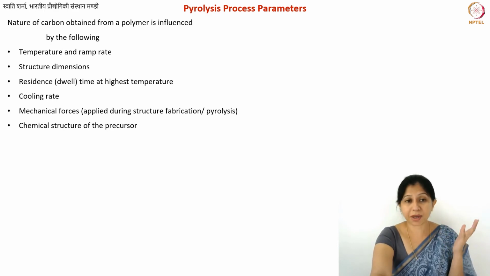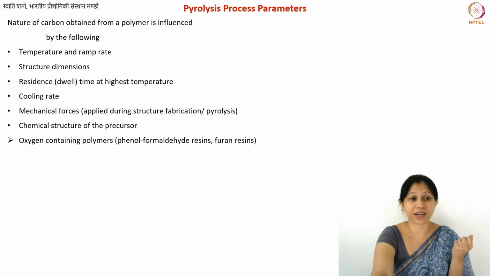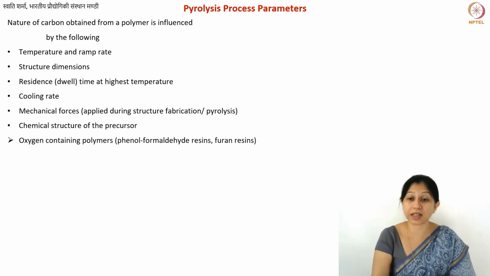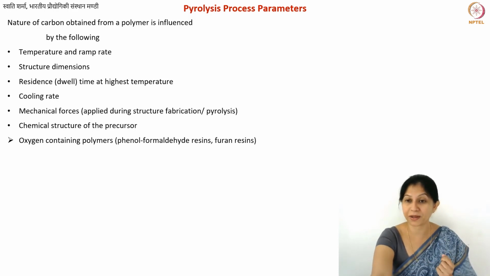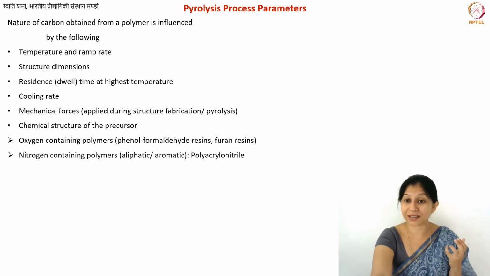Okay, chemical structure of the precursor, of course, is the most important thing. What you are going to get depends upon the structure of your precursor molecule. So this has been further divided. There are different types of carbon precursors. Some of them contain oxygen, for example, the examples that we discussed today. Some of them contain nitrogen. The nitrogen can also be either aliphatic nitrogen or aromatic nitrogen.